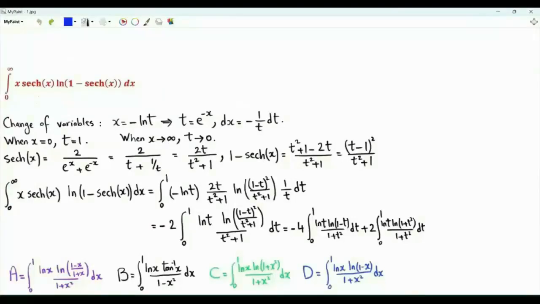Bismillah ar-Rahman ar-Rahim. What is the integral from 0 to infinity of x times the hyperbolic secant of x times the natural logarithm of 1 minus the hyperbolic secant of x?